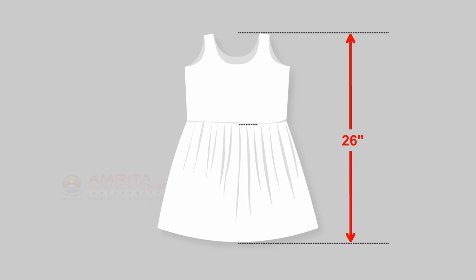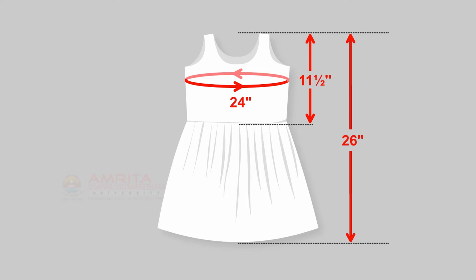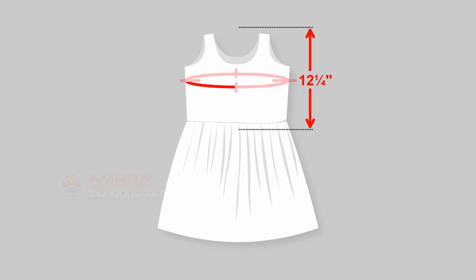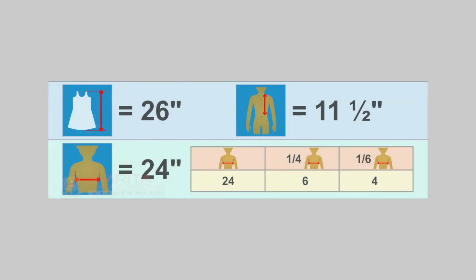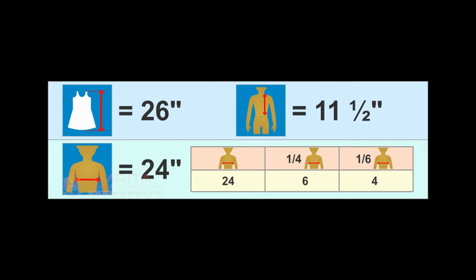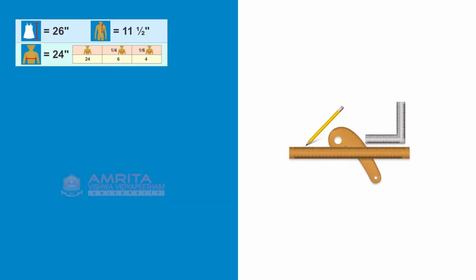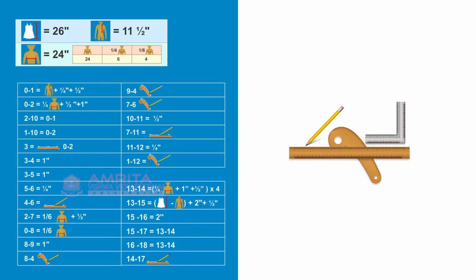The body measurements for making the ordinary petticoat are full length, which is 26 inches, front length, which is 11.5 inches, and chest circumference, which is 24 inches. In the previous session, we calculated the total front length as 12.25 inches, and quarter of the chest circumference including all the seam allowances as 7.5 inches. We will need these measurements while constructing the bodice of the ordinary petticoat.